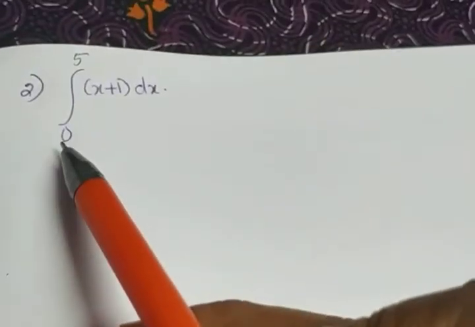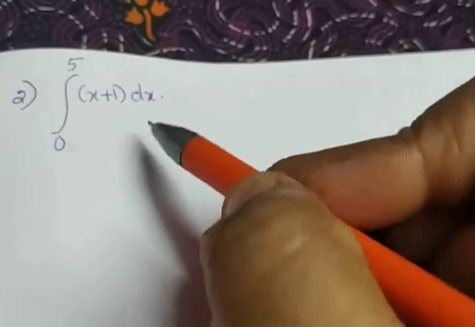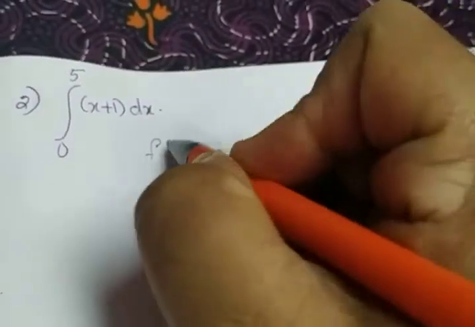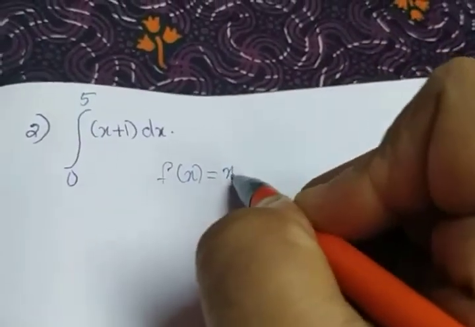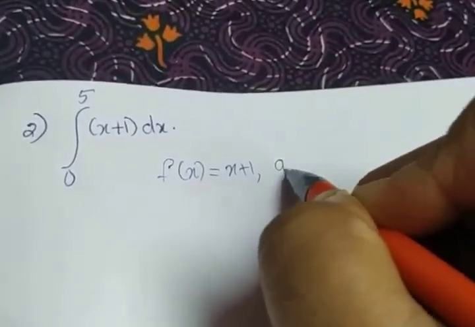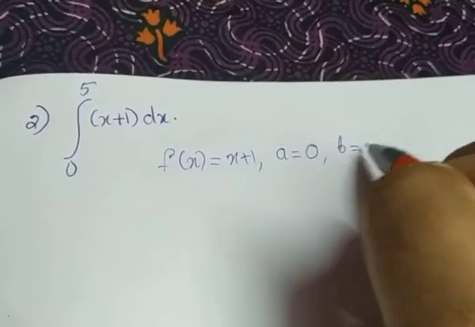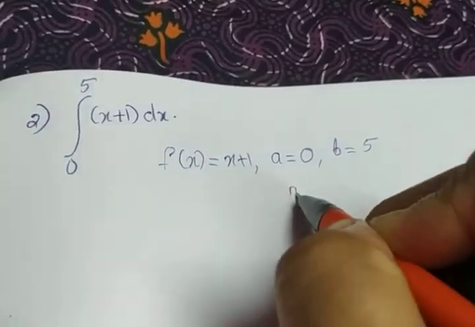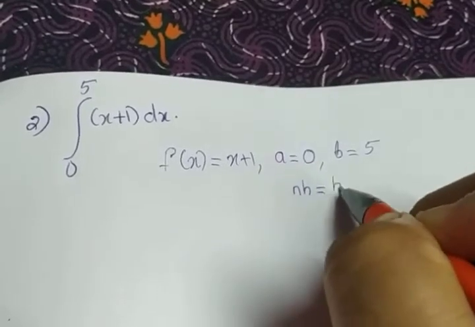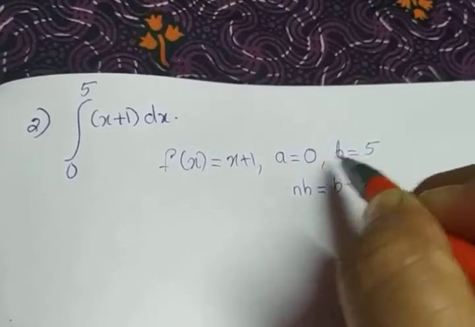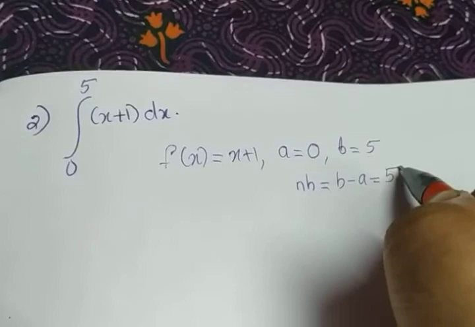So the second one, integral 0 to 5 of x plus 1 dx. What we will do here is write f of x equal to the function x plus 1. We will write a is the lower limit, which here is 0. b is the upper limit, which here is 5. And find the value of nh. What is the formula? It is b minus a, that is 5 minus 0, which gives you the value 5.